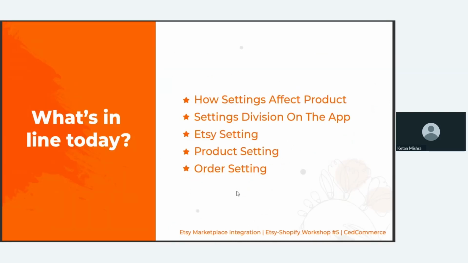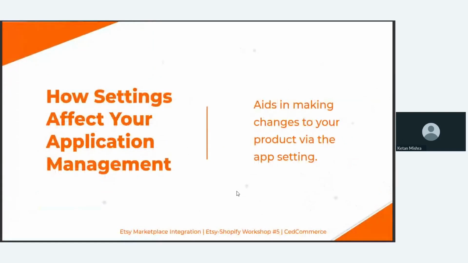Before we proceed with the entire workshop, here's a quick gist of what we have planned today. It starts with how settings affect the products over the app. The settings division on the application is divided into three sections: Etsy settings, product settings, and order settings. We're going to dive deep into that. Then Rishabh will take us through an app demonstration, which will help you clear the clouds of confusion related to the settings section of the Etsy Marketplace Integration app.